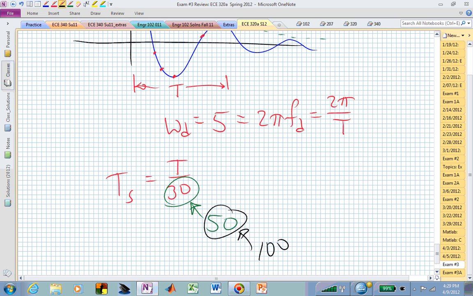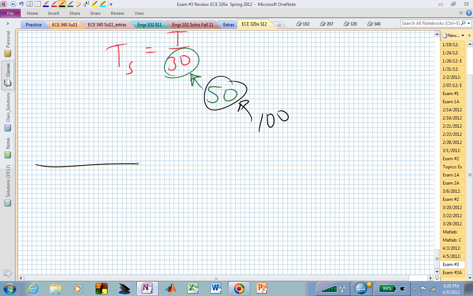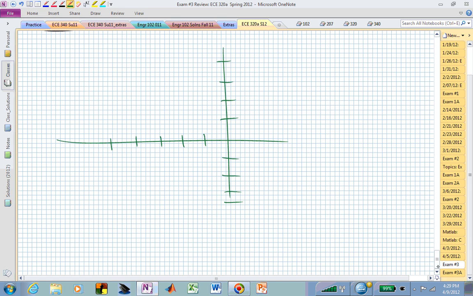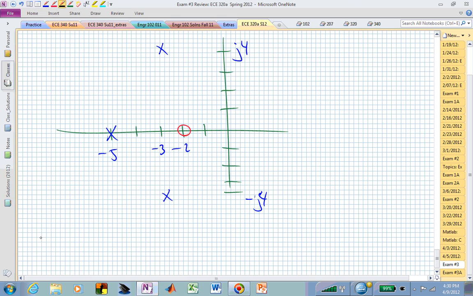Questions on that? So if I gave you the following picture, and I said, there's your system, and that's the pole zero diagram, could you immediately write down the structure of your impulse response?